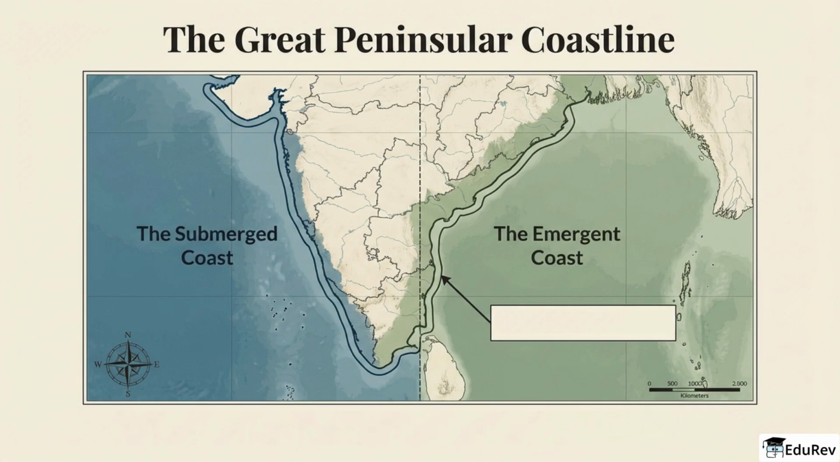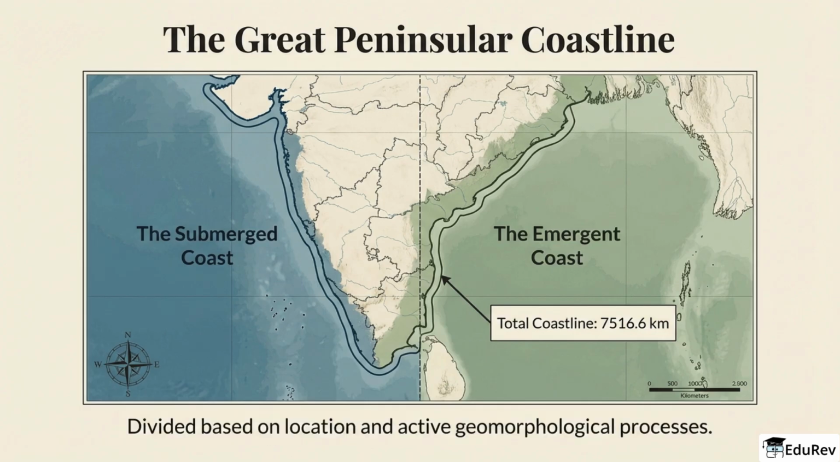Now shift to the coastline, because India's coast is not one uniform strip. India's total coastline is 7,516.6 kilometers. But what matters more is how it is divided based on location and active geomorphologic processes. This is where most students lose marks. They remember east and west coast names, but they don't remember why the coasts behave differently. Keep the process in your head first, the names second.